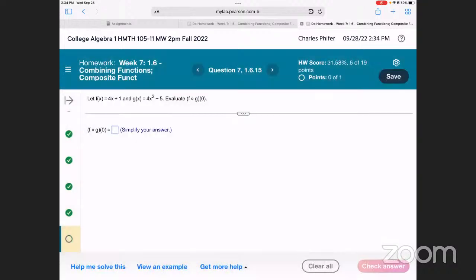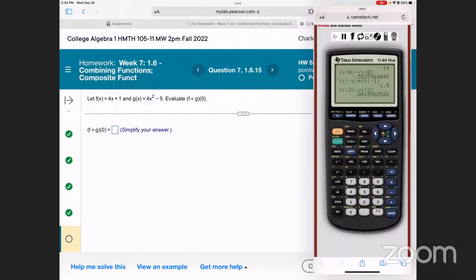We've got this f and this g, and we're asked to find f of g of 0. With this one, I think we can do it in the calculator. Let's try it in the calculator. Let me just clear everything.